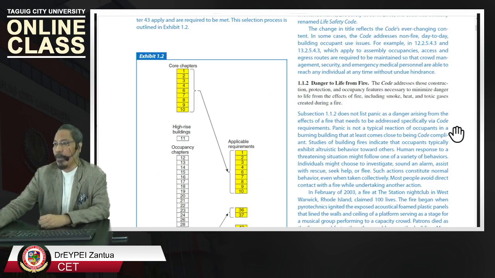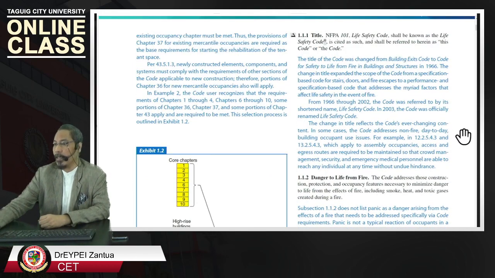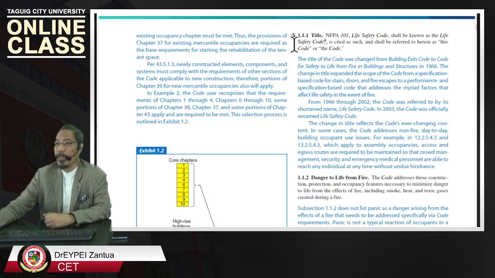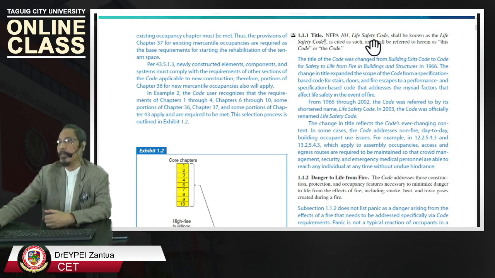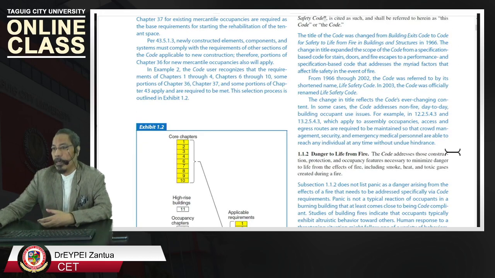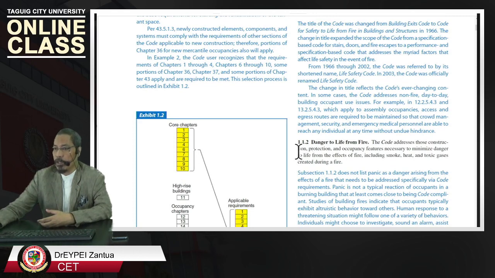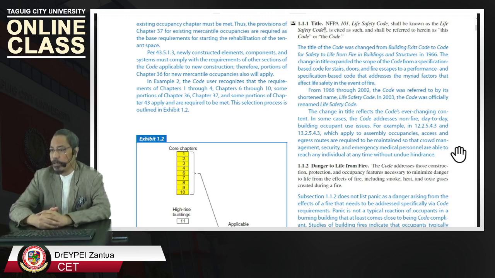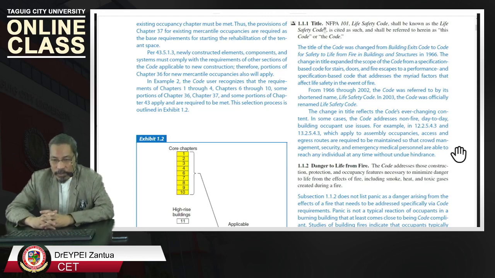And just finish this page before we can call it a day and just return back later on. So, meaning, the delta, meaning there are deletions. So, title, NFPA 101, Life Safety Code shall be known as Life Safety Code, is cited as such and shall be referred to herein as this code or the code. Okay? And Section 1.1.2, danger to life from fire. The code addresses those construction, protection, and occupancy features necessary to minimize danger to life from the effects of fire, including smoke, heat, and toxic gas created during fire.